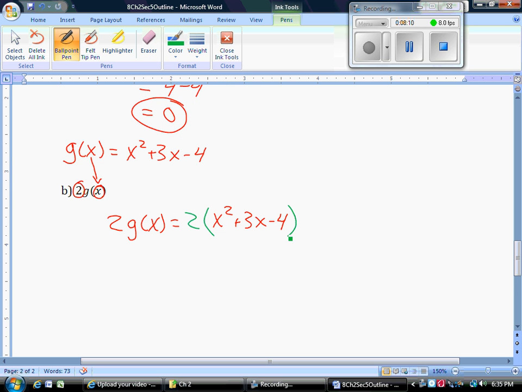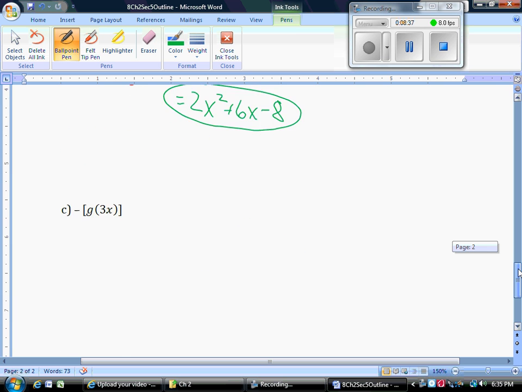Okay? So to simplify this, we see a number outside parentheses, so we need to magic hat pat it to all 3 terms, and that's going to give me 2x squared plus 6x minus 8. Okay? That's all we're doing with that one.